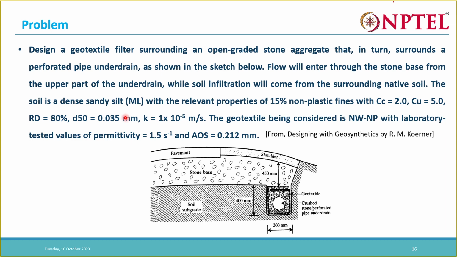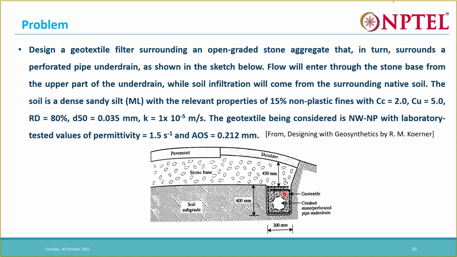Then we solved a problem where we had to design a geotextile filter. This is a pavement, and below the pavement we have the stone base. Rainwater comes here and reaches the stone base. We want whatever water comes to the stone base to drain out through this underdrain, but we need to ensure that the soil in the stone base is not lost.